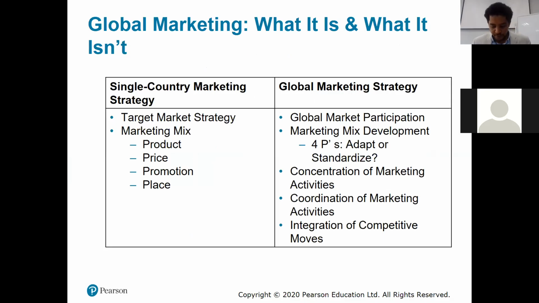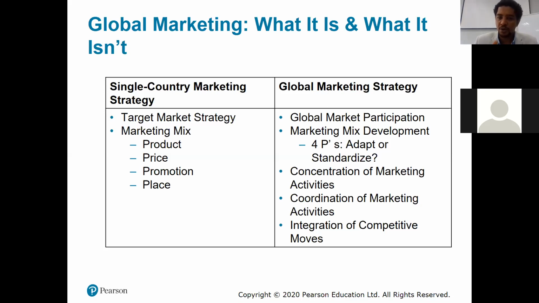So let's continue from where we stopped. So it's here. Then, as we have said, single country marketing strategy is different from global marketing strategy. In single country marketing strategy, it targets one nation. And in global marketing strategy, global market participation is there. Even though we use the same 4Ps, these 4Ps in global marketing strategy should be adapted or standardized based upon the need of the people.